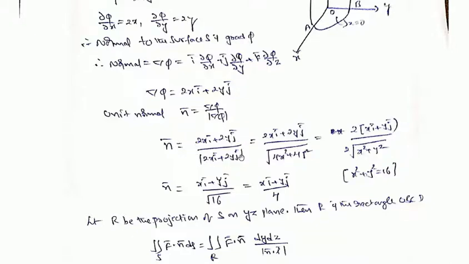Modulus of 2x i bar plus 2y j bar, divided by square root of... so the modulus of 2x i bar plus 2y j bar means 4x square plus 4y square. If you take 2 common from the numerator, we get x i bar plus y j bar.